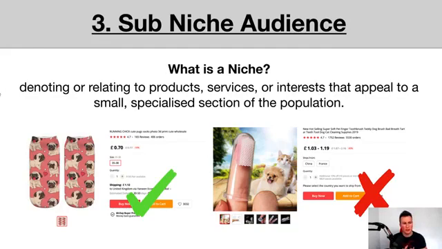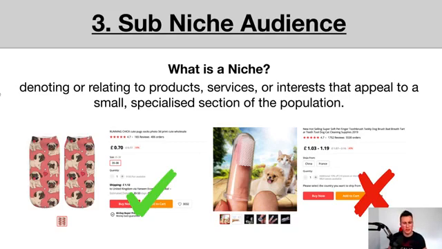So the third and final point is a sub-niche audience. Your product has to be relevant to what I'm going to call a sub-niche in this video. The reason I'm going to call it a sub-niche is because the term niche gets thrown around way too broadly, when in reality you need to choose a true niche, or what I'm going to call a sub-niche, because niche by definition is denoting or relating to products, services or interests that appeal to a small specialized section of the population. So for example, somebody will call the dog niche a niche, when in reality it's not. It's something like 13 million people in the UK have a dog, so that's not a small specialized section of the population. It's quite a broad audience, if you like.